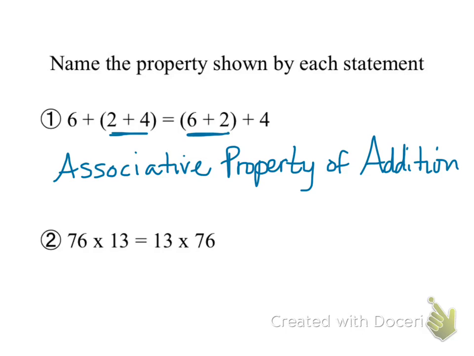For number 2, 76 times 13 is equal to 13 times 76. Looking at the order, 76 and then multiplication, 13, and then 13 and multiplication. So they've changed the order around this multiplication sign, so I know that it is going to be commutative of multiplication.